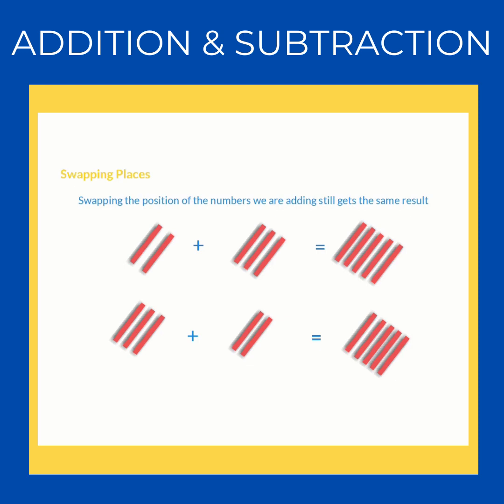Now, if I want to swap the position of the sticks in the first example, in the first position I have 3 sticks, while in the second position I have 2 sticks. If I add 3 plus 2, I get the same result, which is 5 sticks. So swapping the position of the numbers we're adding still gives the same answer.